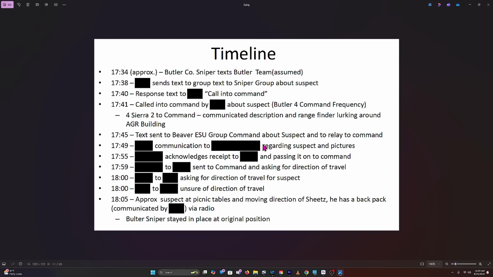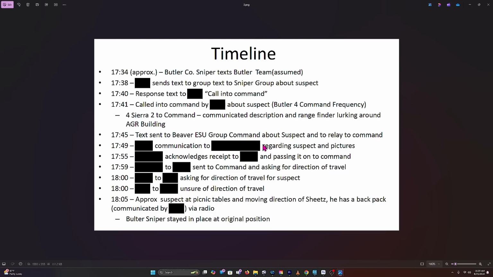5:45, text sent to Beaver ESU group command about suspect. 5:49, communication regarding suspect in pictures. 5:55, acknowledges receipt and passes it on to command. 5:59, sent a command asking for direction of travel. 6 o'clock asking for direction of travel for suspect. They're unsure of the direction. So apparently the suspect that everybody keeps talking about, nobody wanted to keep following.